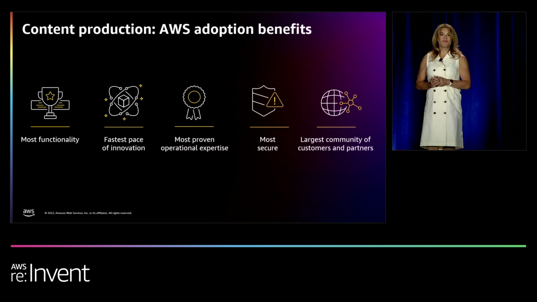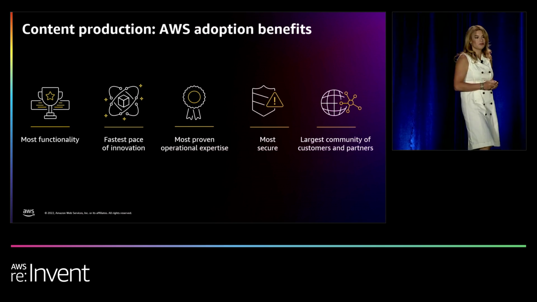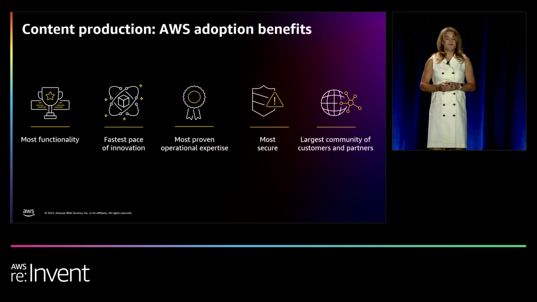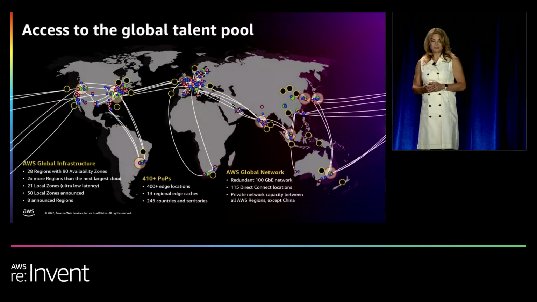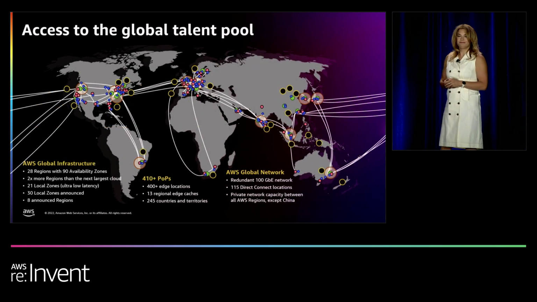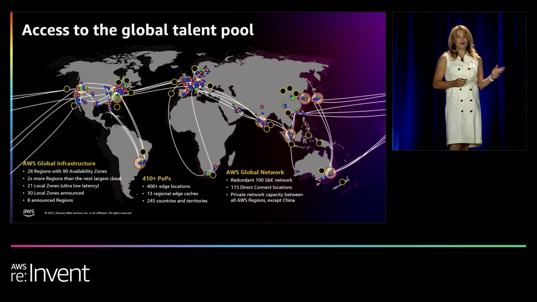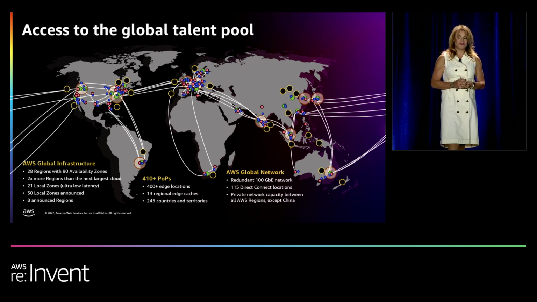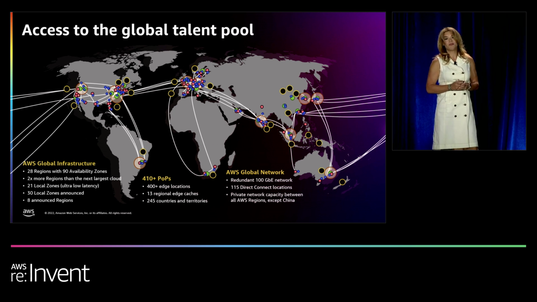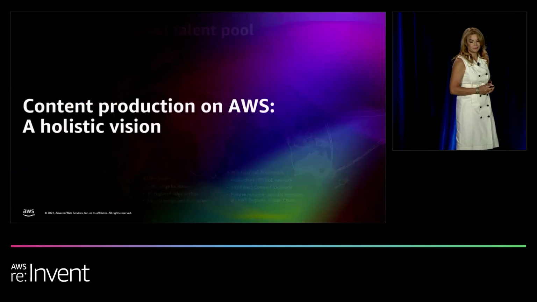We're the most secure, supporting 98 security and compliance certificates, including industry-specific things like the Motion Picture Association's Trusted Partner Network and the Content Delivery and Security Alliance. And finally, we have the largest community of customers and partners. We now have twice as many regions as the nearest cloud, enabling unprecedented access to the global talent pool. We now have 21 local zones with 30 more coming internationally, and that enables single-digit millisecond latency for artists all over the world. And we have 8 new regions coming. And this is why media and entertainment customers are choosing AWS.